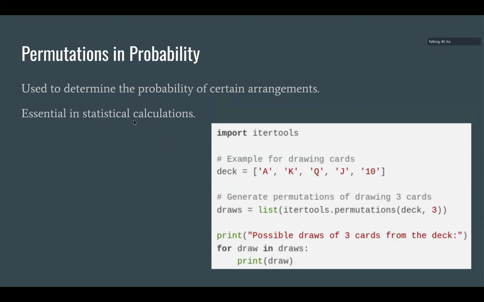So here is an example of drawing cards. We can import the itertools module, and we define a list stack containing 5 card values: ace, king, queen, jack, 10. We can generate permutations of drawing 3 cards from this list using itertools.permutations with a second argument of 3, which specifies the length of each permutation.